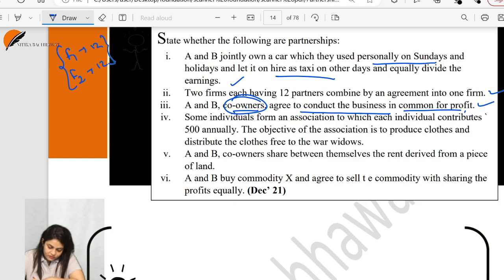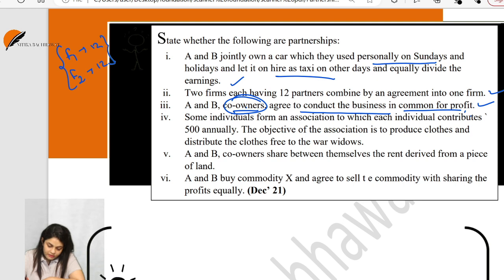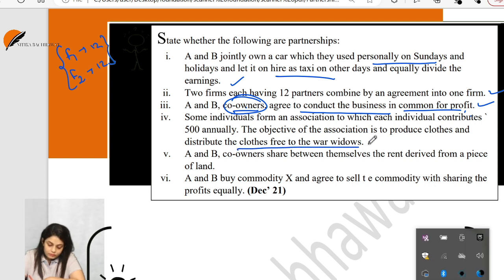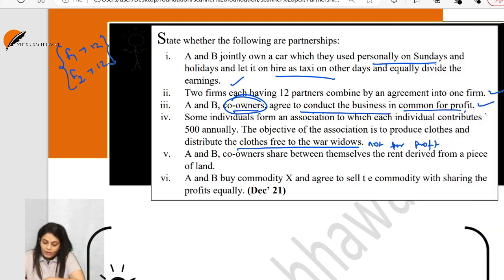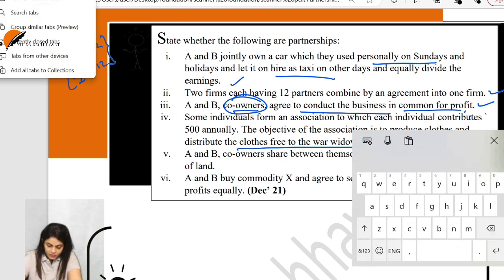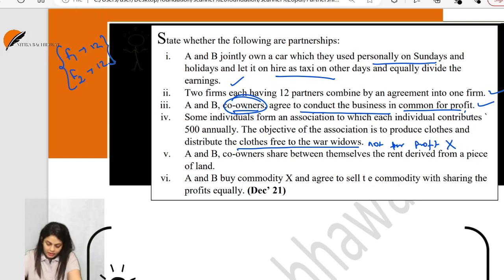Some individuals form an association to which each individual contributes 500 annually. The objective of the association is to produce clothes and distribute the clothes free to the war widows. This is an association which is not for profit. One of the main motives of partnership is profit, and unless there is profit, it cannot be partnership. So yes, definitely this is not partnership.